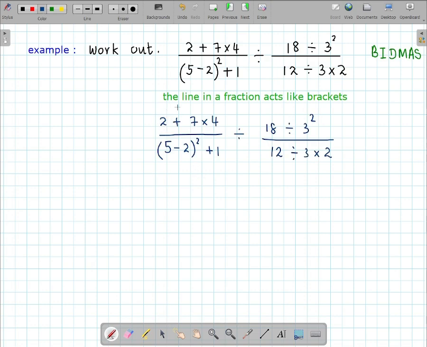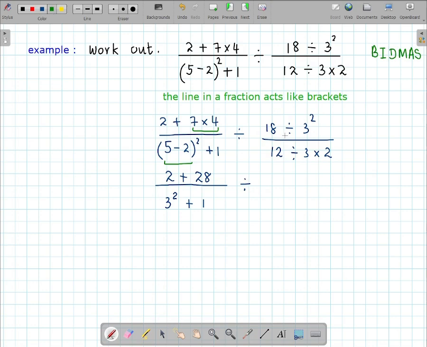Now if you consider this numerator, you can see here addition and multiplication. So there you have to do multiplication first. So 2 add 7 times 4, that is 28. So in the denominator you have brackets, so that you have to do first. That is 5 subtract 2, that is 3, 3 to the power 2, add 1. This division.